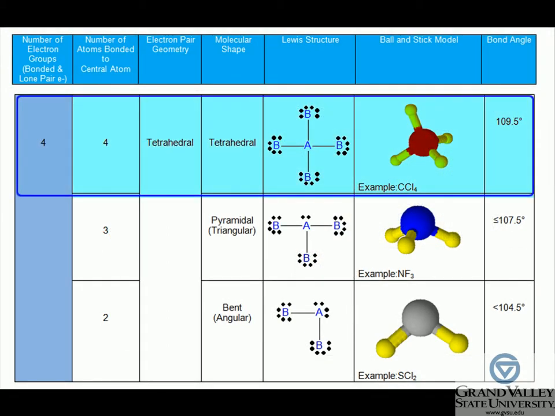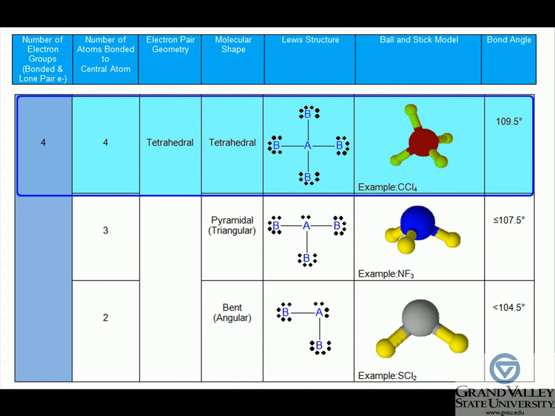This molecule has 4 electron groups and 4 bonded atoms. Therefore, the electron pair geometry and molecular shape is tetrahedral. Although the diagram portrays the bond angles as 90 degrees, this is not the correct bond angle for this molecule.